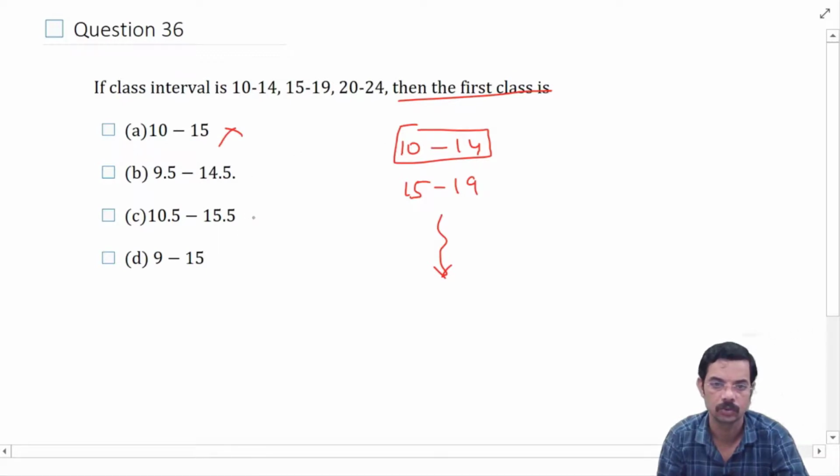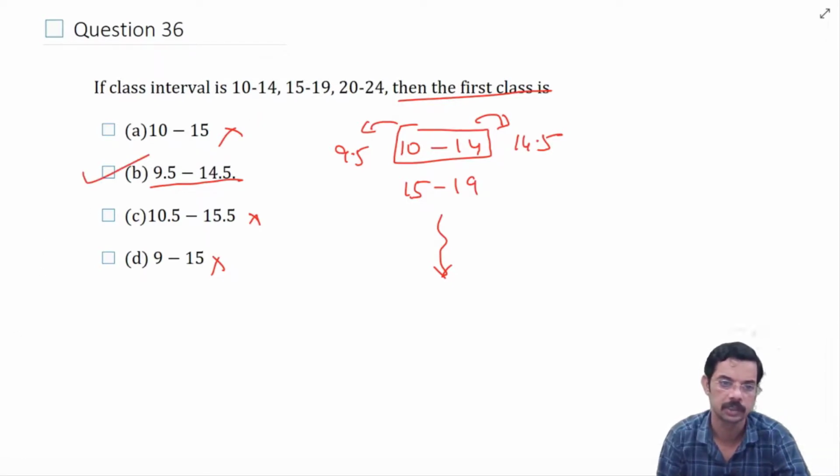Now is it this? No. Is it this? No, because 15 does not belong to this class. Same way, here both 10 and 14 are included. So we need to find a class where both 10 and 14 are included and nothing else. When we extend this side, it is 9.5. We extend that side, it becomes 14.5. So this option seems to be correct.